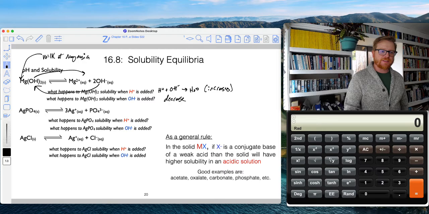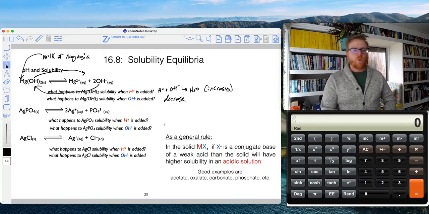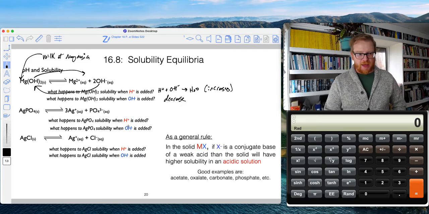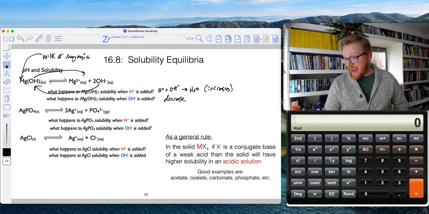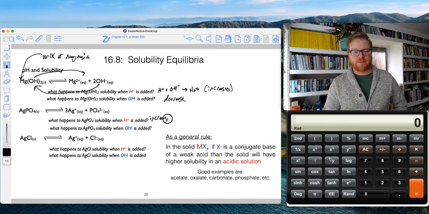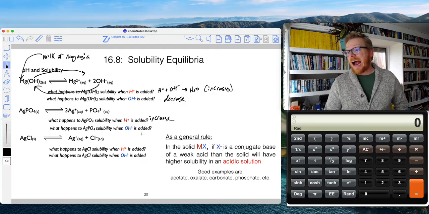Okay, so now what about silver phosphate? So what happens when we add H plus? Well, if we think about it, H plus is not going to react with silver, but will it react with phosphate? And the answer is yes. The H plus will react with the phosphate because phosphate is a conjugate base, so it wants to react with an acid. So we will say that is an increase. Okay, lovely. What about hydroxide?